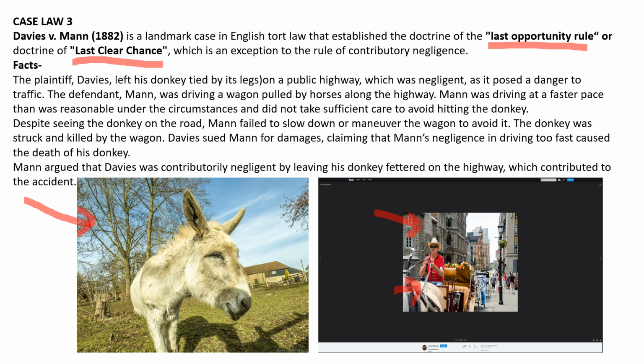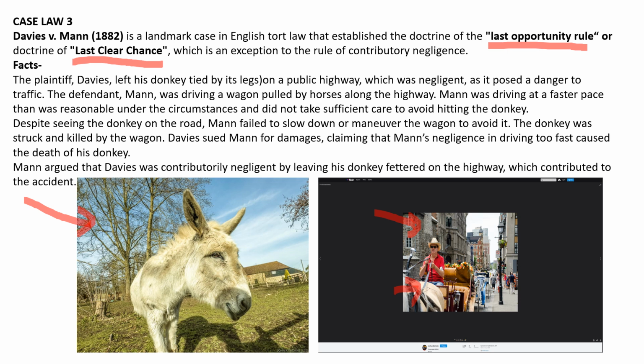It clearly shows it. Along the highway, Mann was driving at a faster pace than was reasonable under the circumstances and did not take sufficient care to avoid hitting the donkey. Despite seeing the donkey on the road, Mann failed to slow down or maneuver the wagon to avoid it. The donkey was struck and killed by the wagon. The poor donkey, whose two legs were tied by the owner, died.